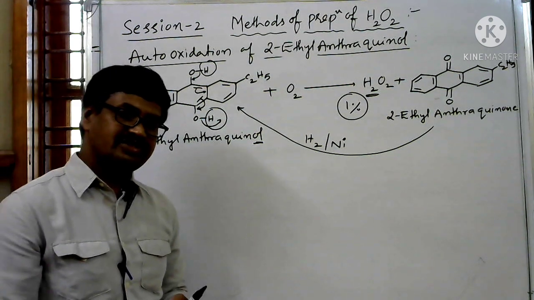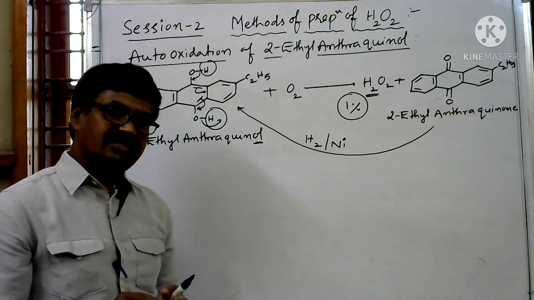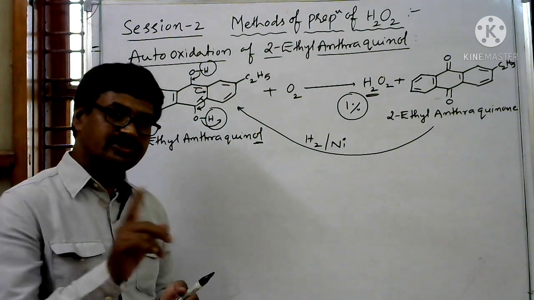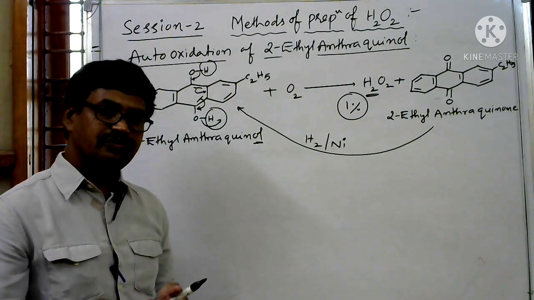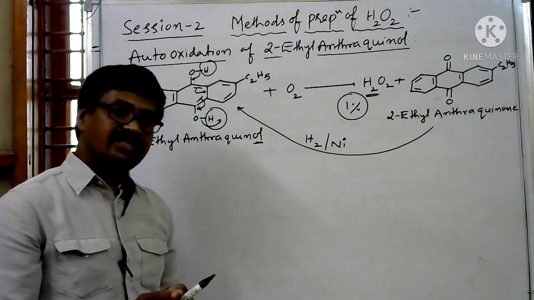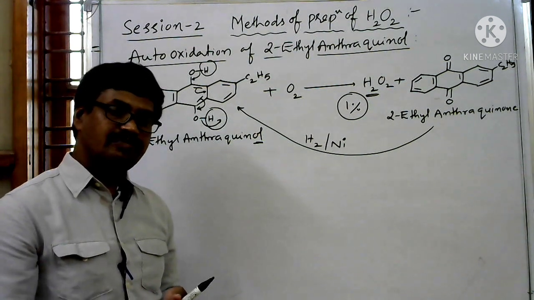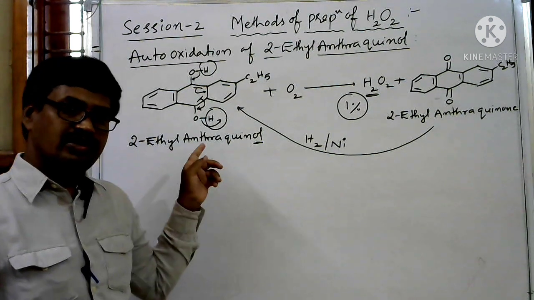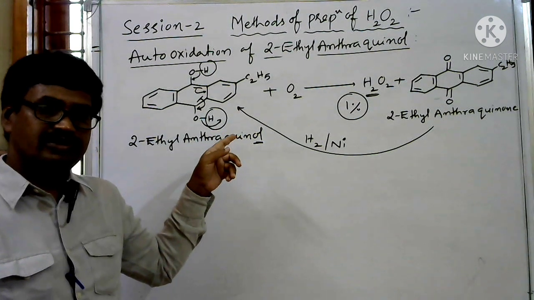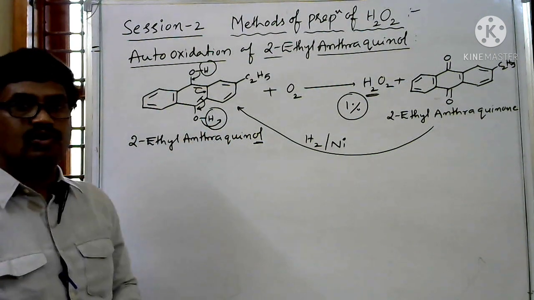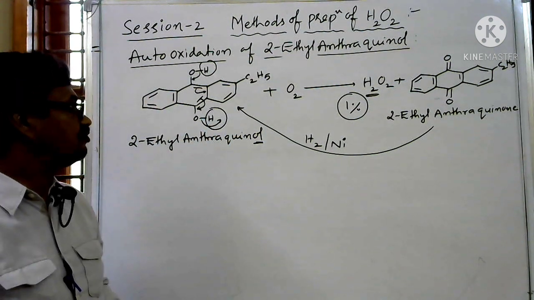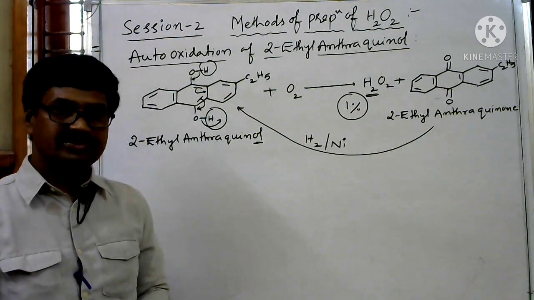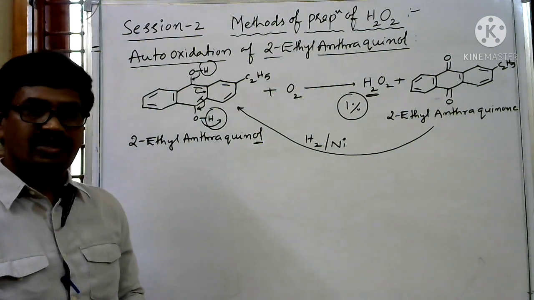How many preparations can we note? First sodium peroxide with H2SO4, barium peroxide with H2SO4, then barium peroxide along with carbon dioxide and H2O, then barium peroxide with phosphoric acid, then electrolysis of 50% H2SO4, then lastly auto-oxidation or self-oxidation of 2-ethyl anthraquinone. These are the different methods of preparation of hydrogen peroxide.